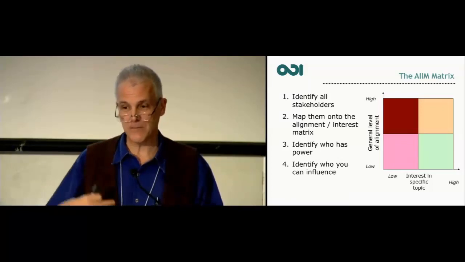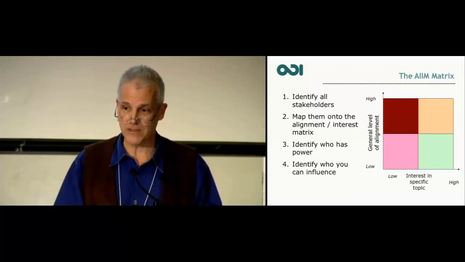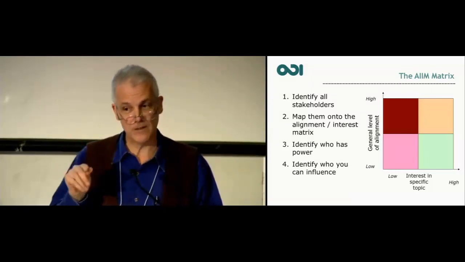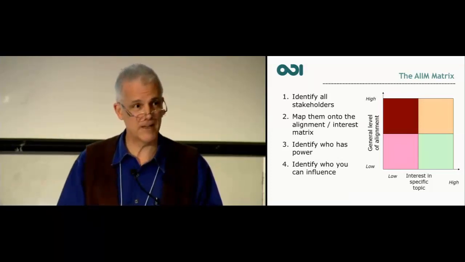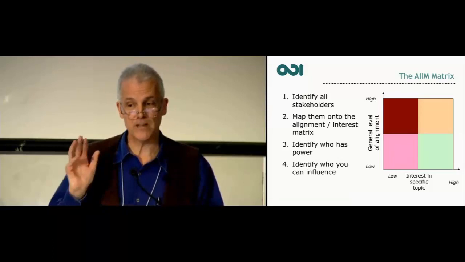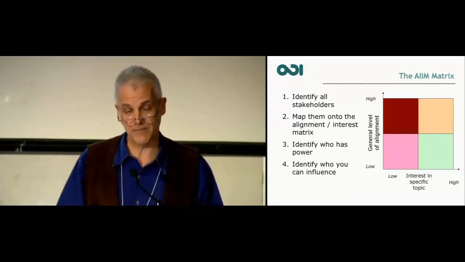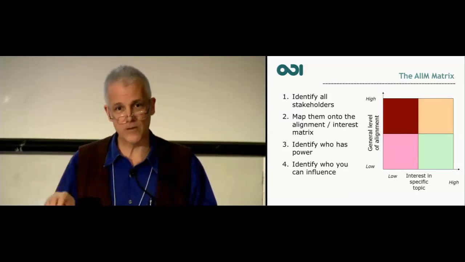And it's just a simple evolution of a standard two-dimensional matrix, and the first two dimensions are, for an individual, how much do they agree with what you're saying? So that's the general level of alignment. Do they broadly agree with what you're saying or broadly disagree with what you're saying? That's dimension one. Dimension two is how interested are they in what you're doing? And again, they can either be interested or not interested.